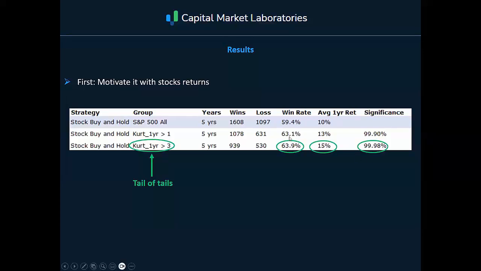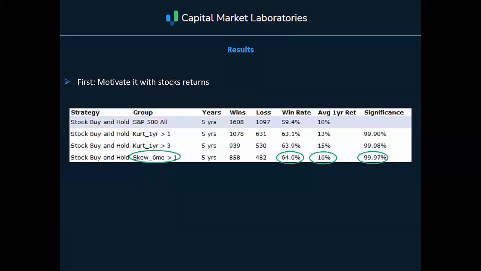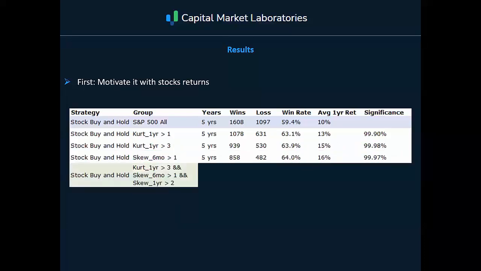All of a sudden, the win rates went from 63.1 to 63.9. The average return went from 13% to 15%. Statistical significance rose. Now, I'm only talking about the tails so far, right? I'm not talking about the asymmetry of returns. I haven't talked about skew. Well, let's do that. Okay, I'm not going to go through everything, but here's the last one. What if I took the tail of the tails? I took the one-year kurtosis, was greater than 3. I took the medium-term skew, six month greater than 1, and the one-year skew greater than 2.